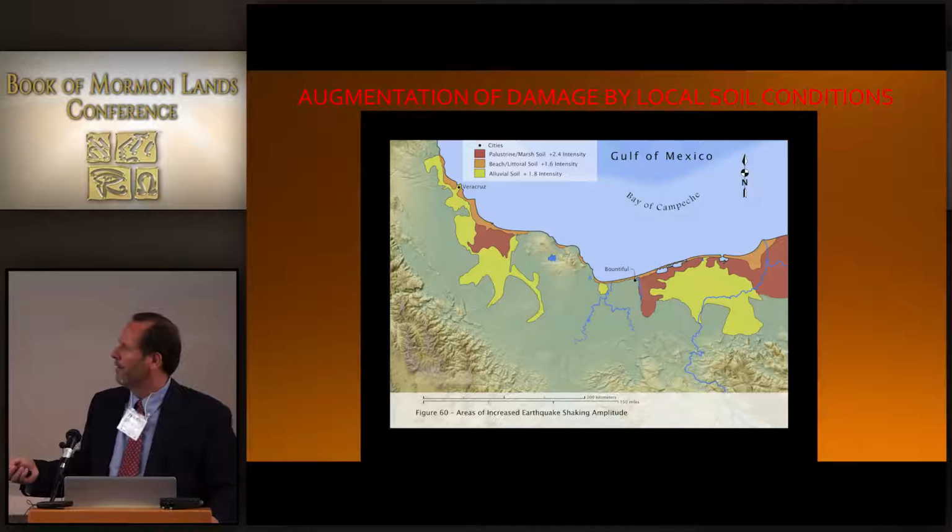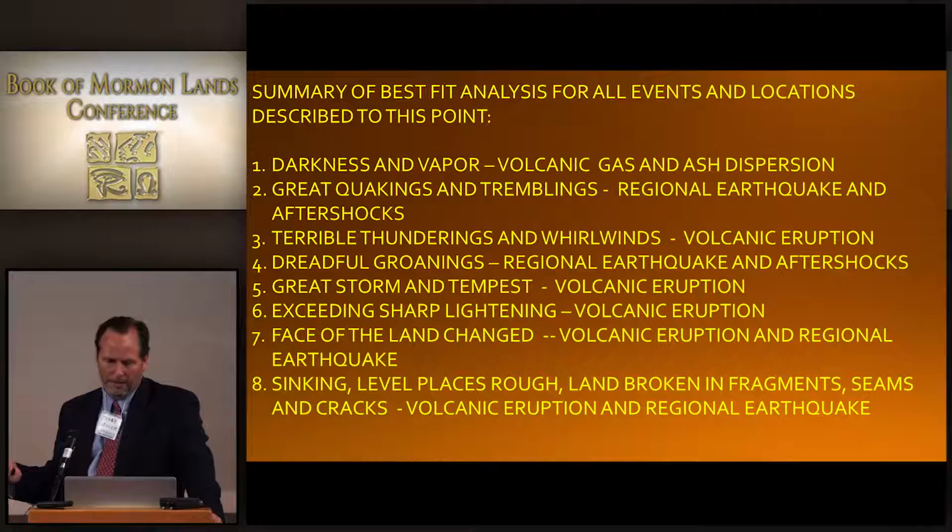So a summary of the best fit for all events and locations described at this point is: your darkness and vapor is a volcanic ash, gas and ash dispersion; great quakings and tremblings is a regional earthquake and the aftershocks. Remember, it went 3 days and it was talking about quaking, and the rumblings and tumultuous noises. So it looks like you have 3 days of a volcanic eruption generating the ash cloud. You also had some aftershocks occurring. So it actually matches the hazard scenario that we were looking at.